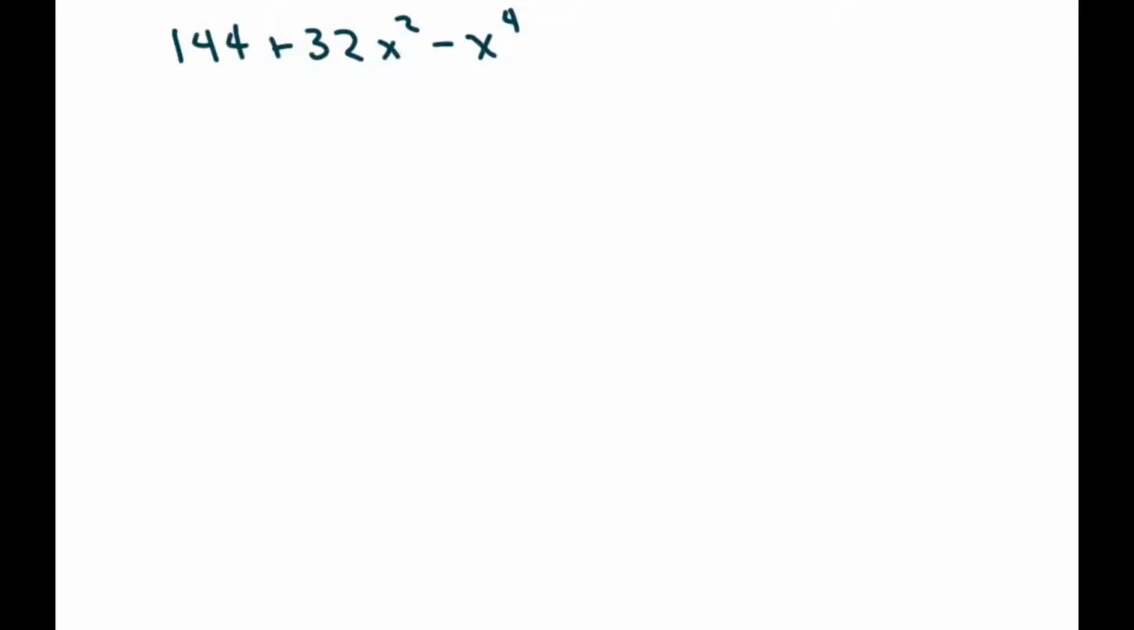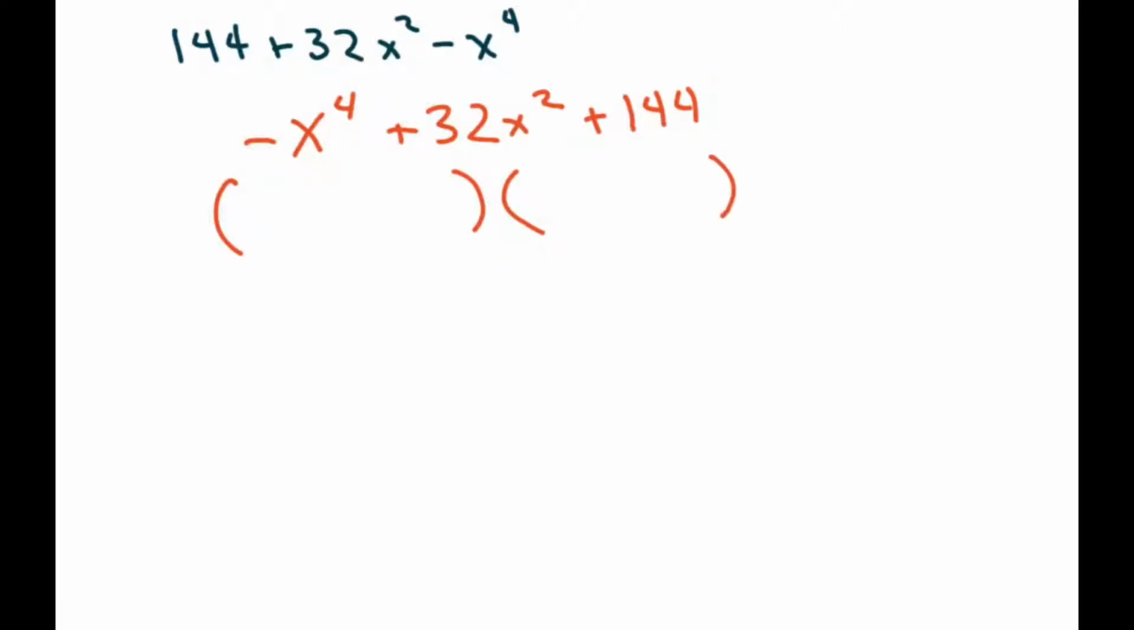This one is written like this. So for me, the first thing I would do is just rewrite it, and I can fix it later, but it's kind of a little confusing with the x4 there, so I would just rewrite it like this. And I still don't like that, but I know it's going to be negative x squared and x.